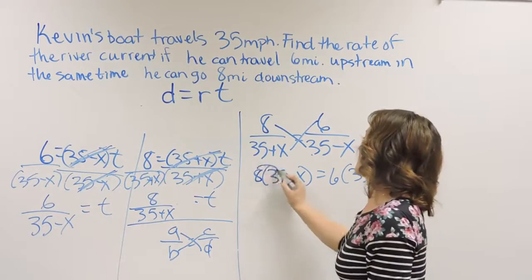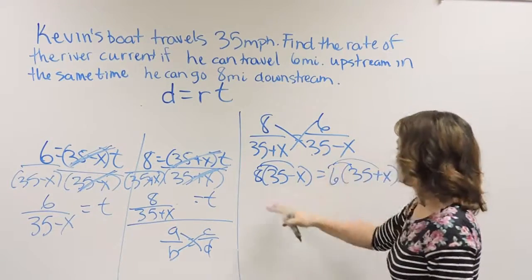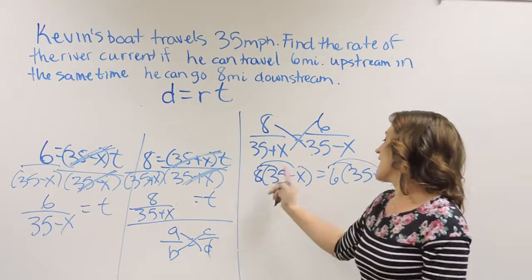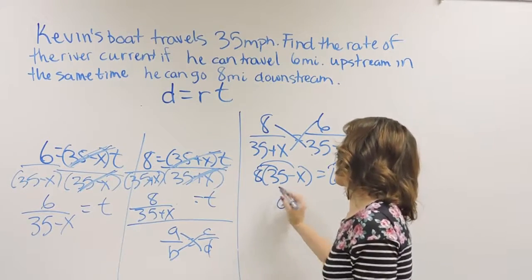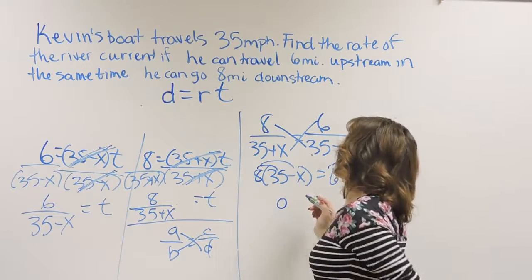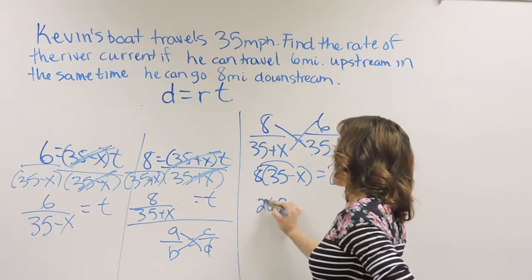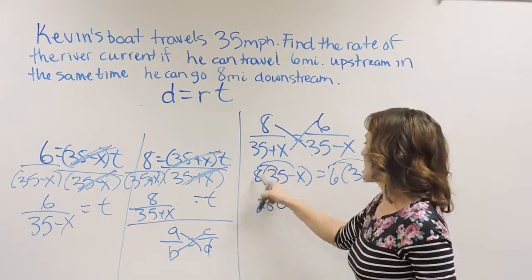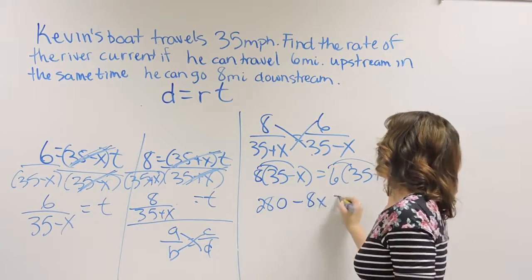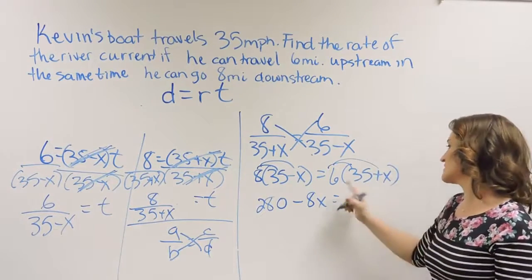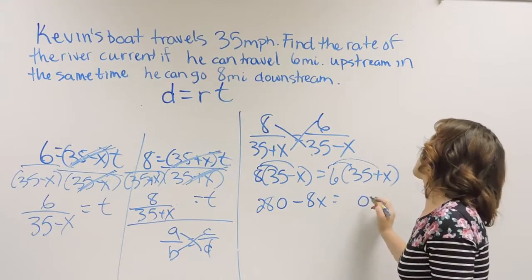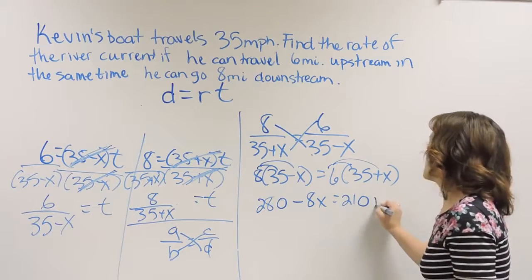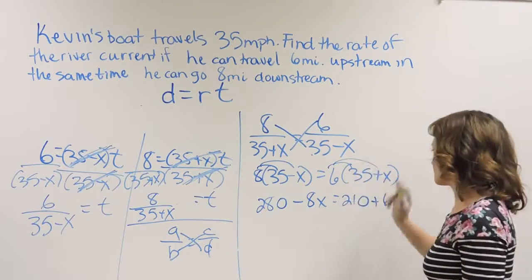The first thing I'm going to have to do is distribute both sides of this. 8 times 35, so let's see, 8 times 5 is 40, 8 times 3 is 24, so that's 280. Minus 8 times x is 8x. And this is going to equal 6 times 35, so let's see, 210 plus 6x.